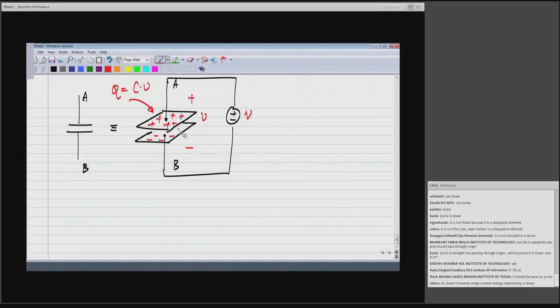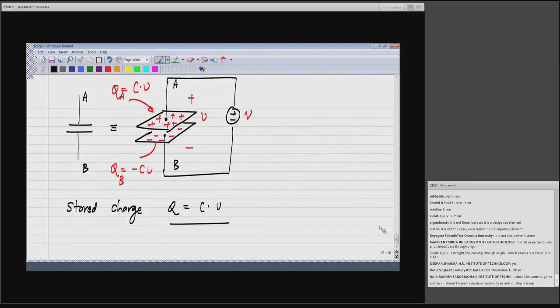And similarly, on the other plate, there will be an equal and negative charge, and that will be minus CV. If I call this terminal A, this is QA and QB. So what a capacitor does is to store charge, and the stored charge Q equals C times V.